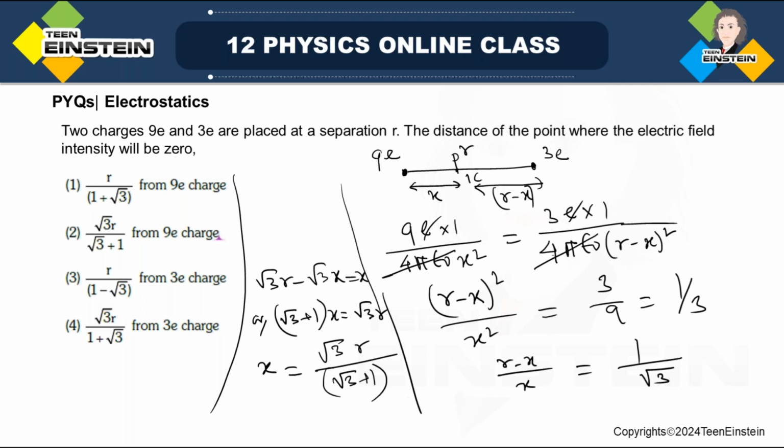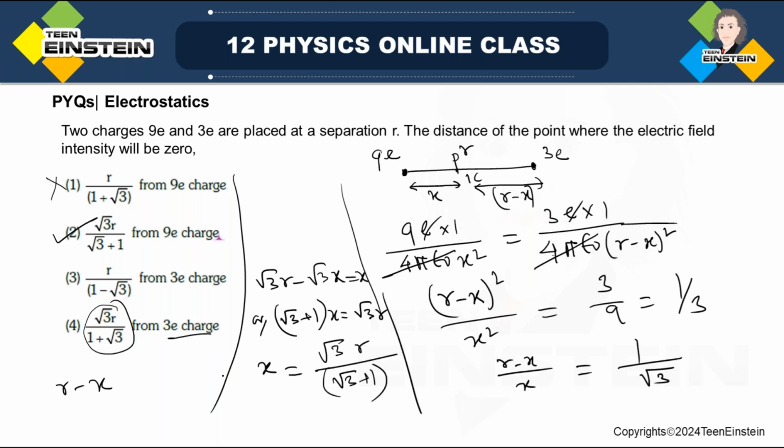Now look at the options. The distance of the point where the electric field intensity will be 0 is r by 1 plus square root of 3 from the 9 charge. That is not true, as we have seen. So square root of 3 r divided by square root of 3 plus 1 from the 9 charge, this is true, and the others I'm not reading, you can just see sometime. This value is the same, but this is not x. x from the 3 charge, actually r minus x you have to do.